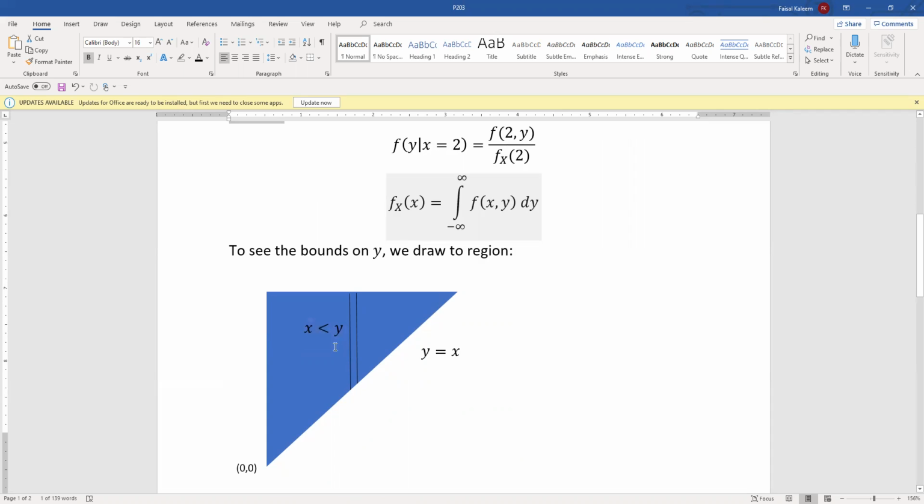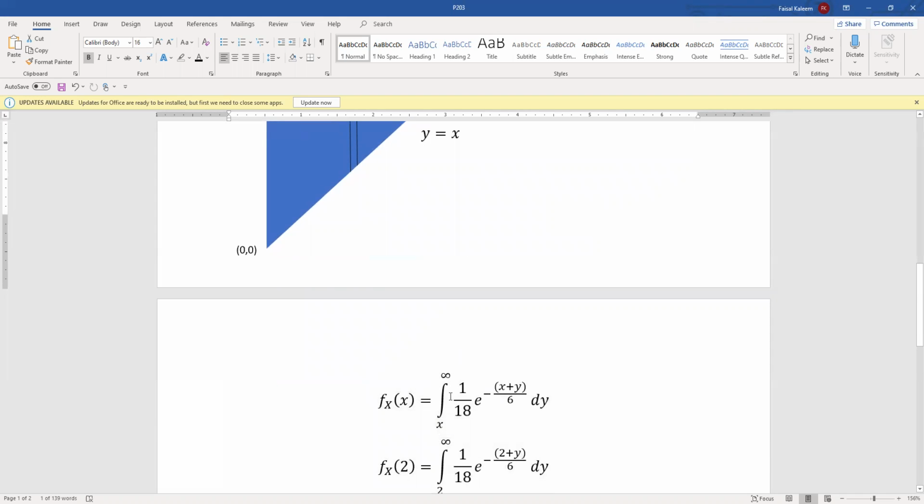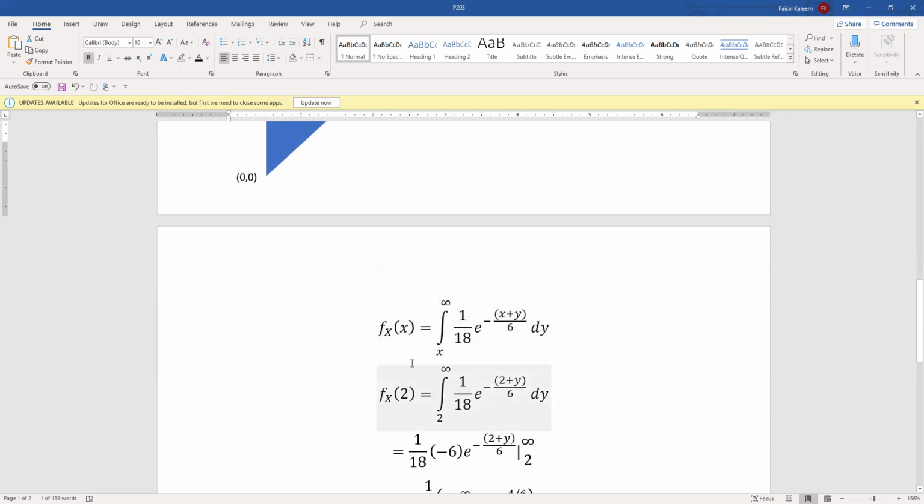And to look at the y bounds, which is what we needed, that's why we drew the region, we draw a vertical strip, and we see that the lower end of y is at x, while the upper end keeps going. I've stopped it at some point because we have to stop on the paper, but actually it keeps going. And so therefore the y bounds will be x to infinity. So x to infinity, and then you integrate the joint PDF, and that's fx of x. And then to get fx of 2, which is what we needed, you substitute 2 for x. So 2 goes in the limit here, and 2 goes over here.